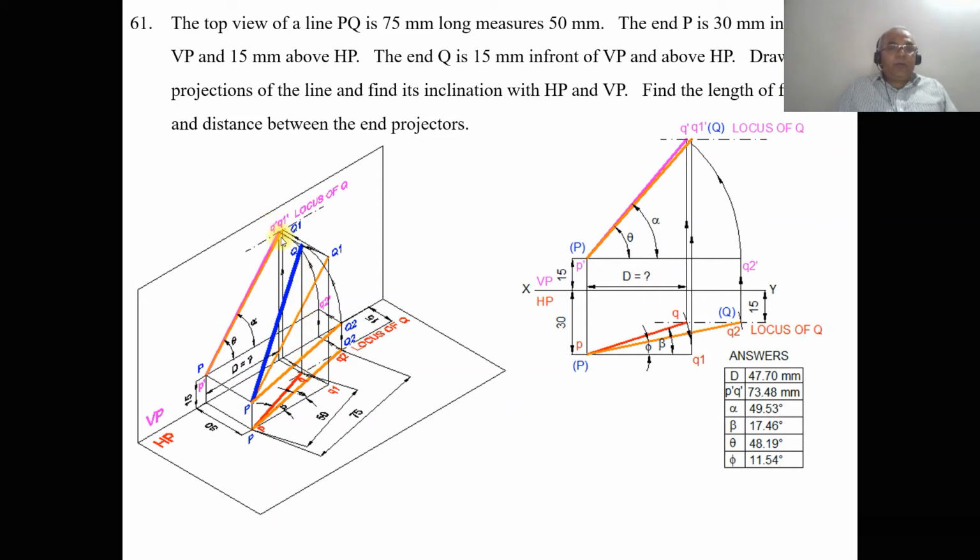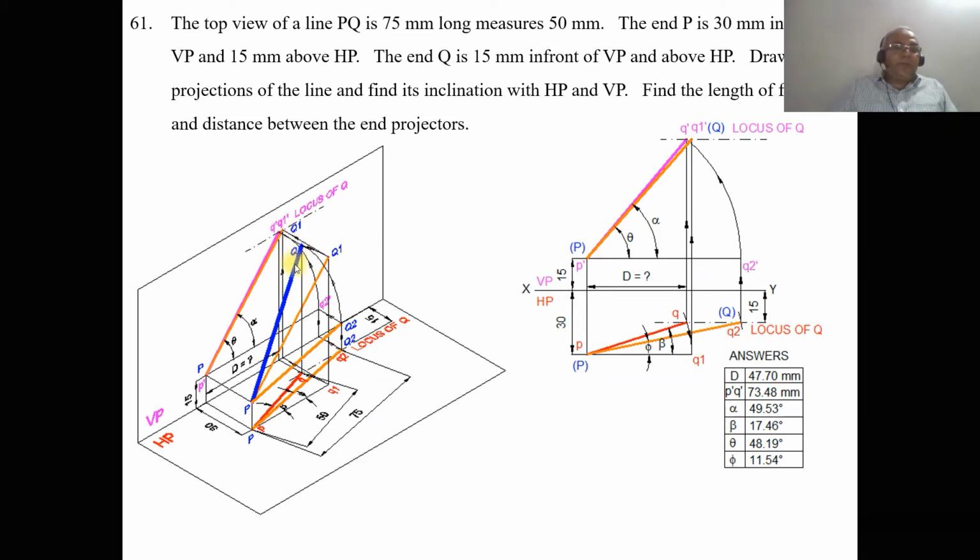So you are going to get the point Q dash. Then join P dash Q dash with a dark line, so that you get the front view. Now we have capital P and Q, which is the line in space. This is the front view, we got the front view. Now we need to get the top view.